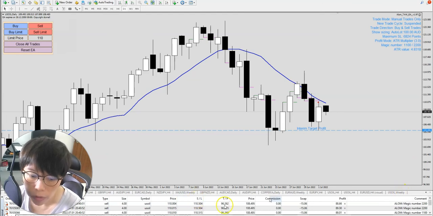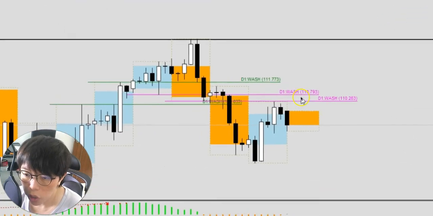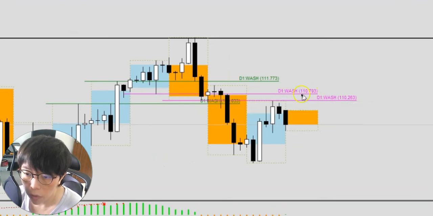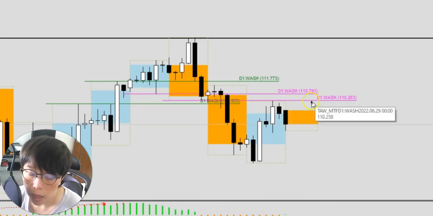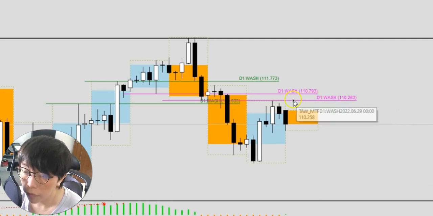Because in oil, we know that anything above 110 is not very good already. So we can go back to the oil chart to check that. You see in the oil chart, we have a day watch at 110.79, and the other day watch at 110.26. So if you are selling limit at 110, for us, we took a slightly higher risk. We put it at 50 points.